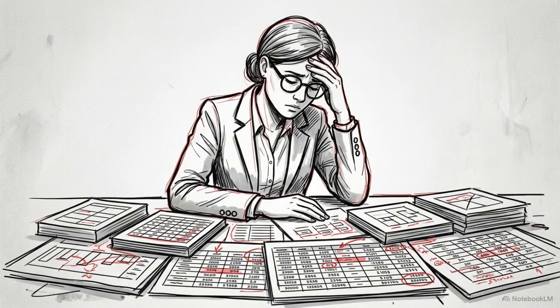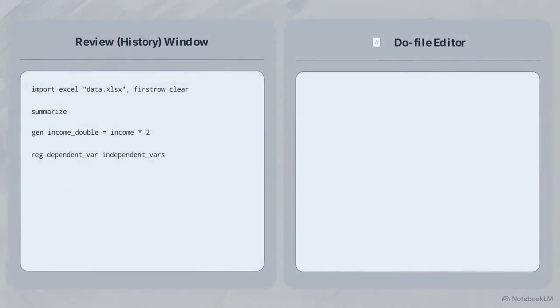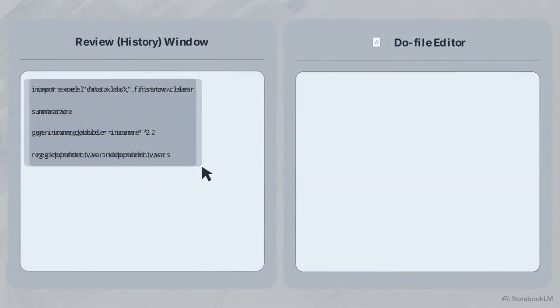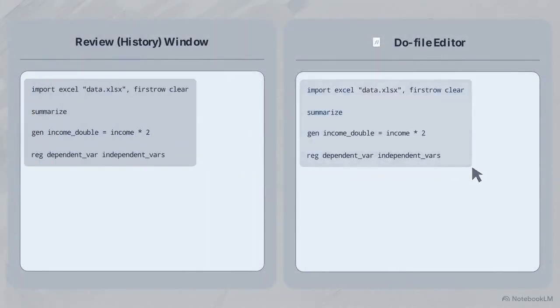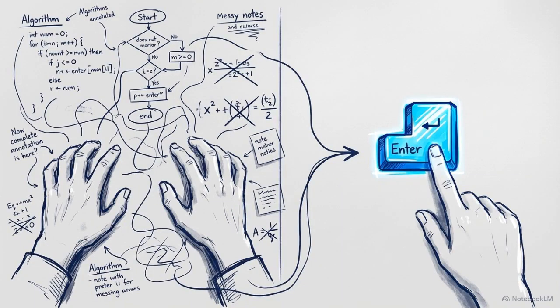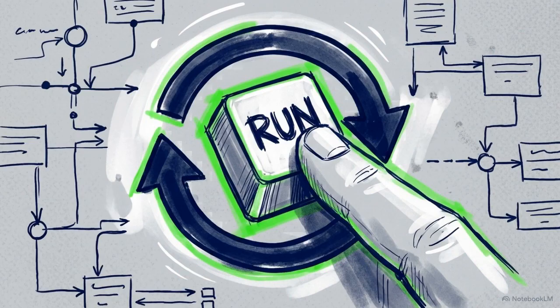Once you have these results, you don't want to have to repeat all these steps manually if your data changes. This is where the do file comes in. It acts as a script that records every command you've used. By saving your history into this file, you create a permanent record of your work. The benefit is immediate. If you find an error in your original data, you don't have to retype anything. You simply fix the data and click Run to repeat the entire analysis instantly.